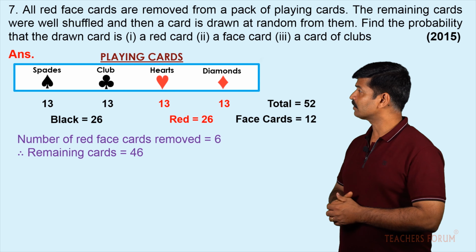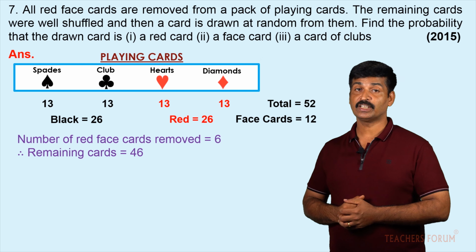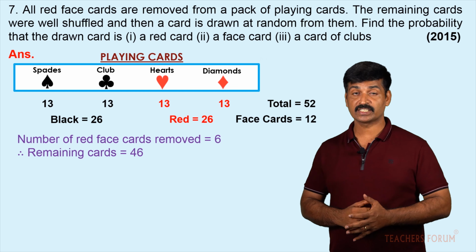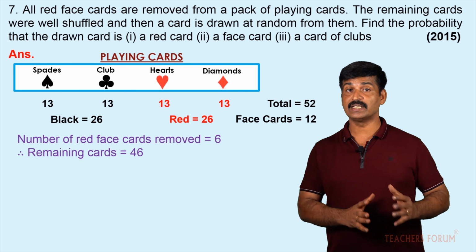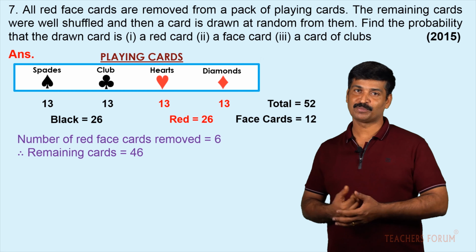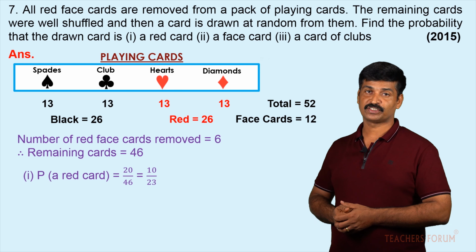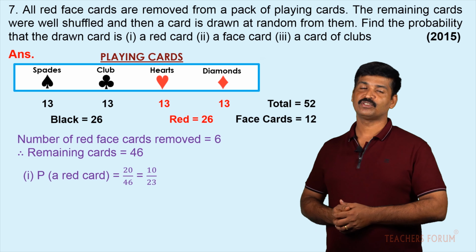Now the first question you have to find out is the probability of getting a red card. You see, total number of red cards, that is 26. Out of this 26, 3 plus 3, 6 face cards are removed. So 20 cards are remaining. So what is the probability? The probability of getting a red card is 20 divided by 46. That is 10 by 23.